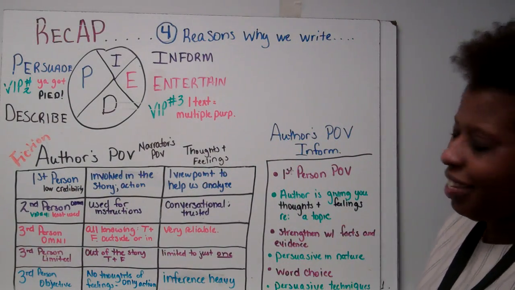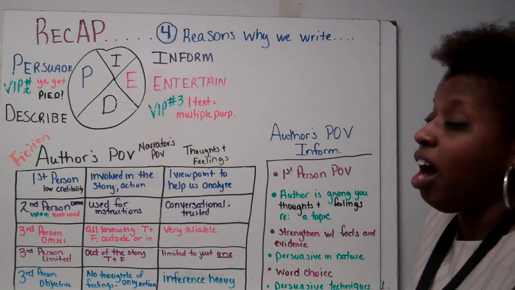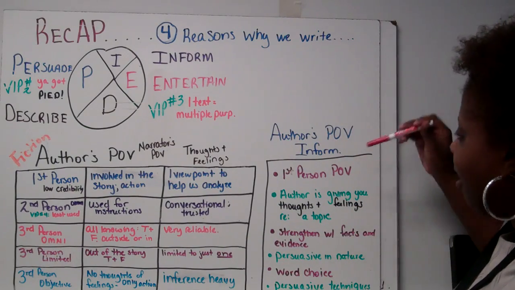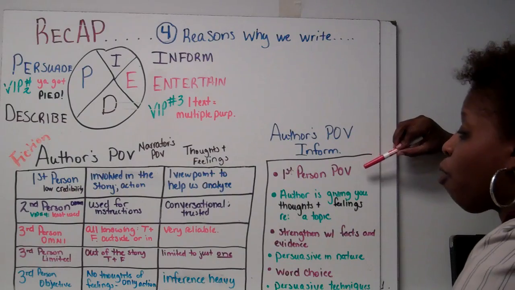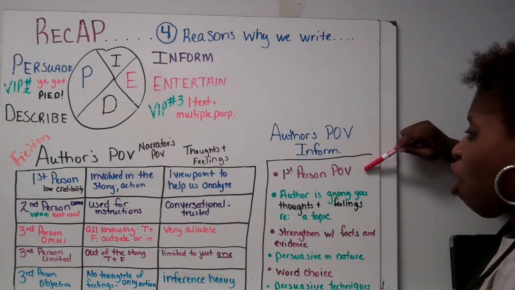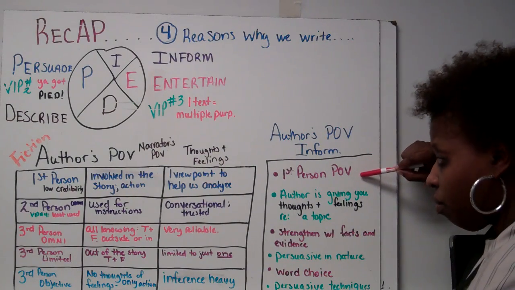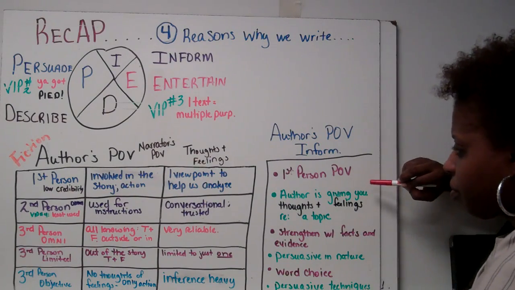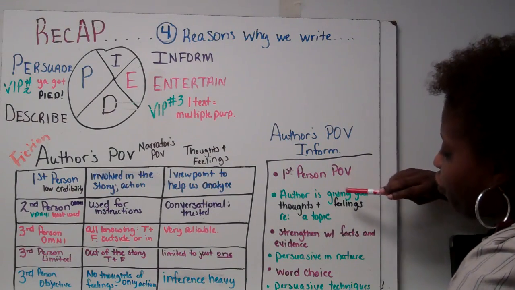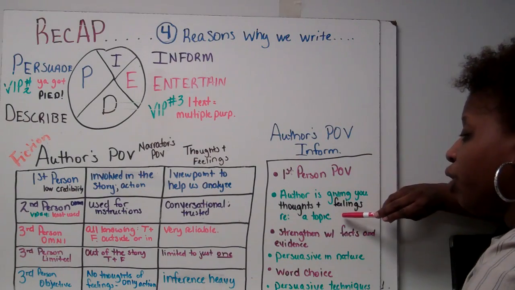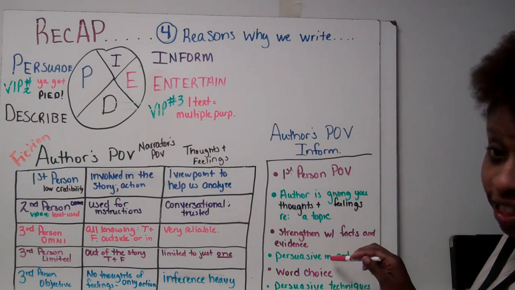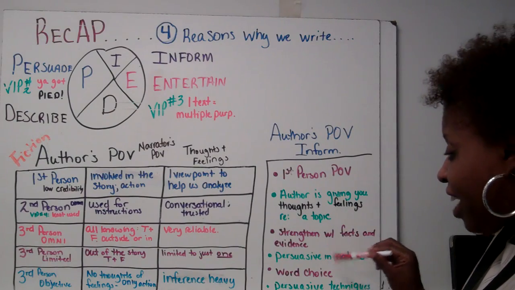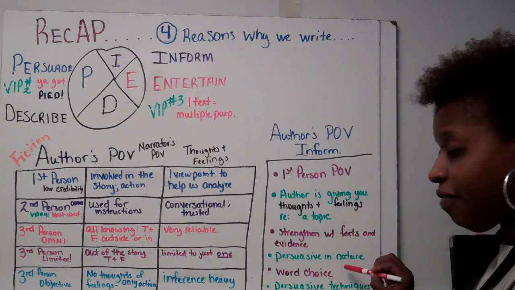Now, the next one we have is when we're dealing with nonfiction or informational text. So, typically, the point of view of an informational text is always going to be first person. However, it's going to be more objective in nature. So the author is giving you their thoughts and feelings and opinions regarding a topic. They strengthen those thoughts and feelings with facts and evidence. It's very persuasive in nature.